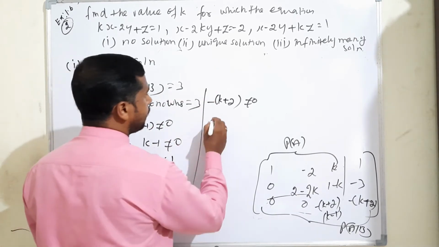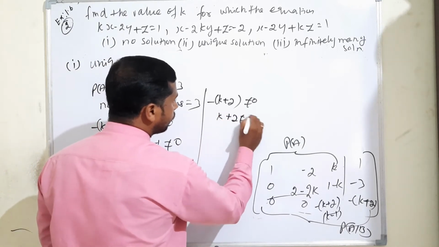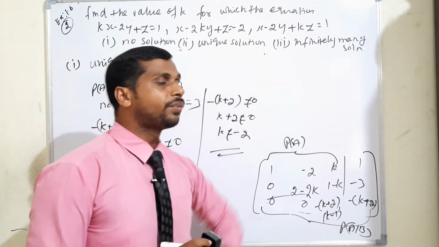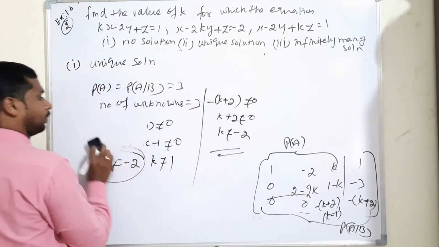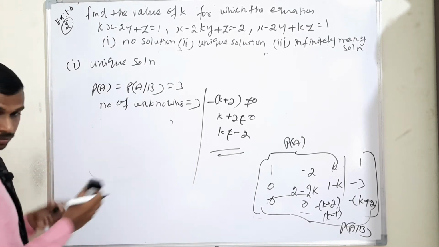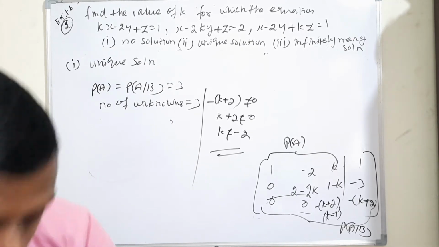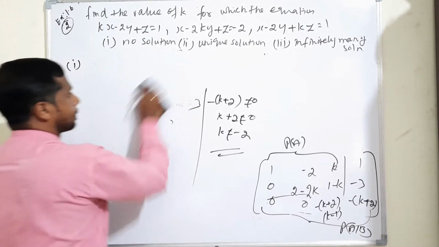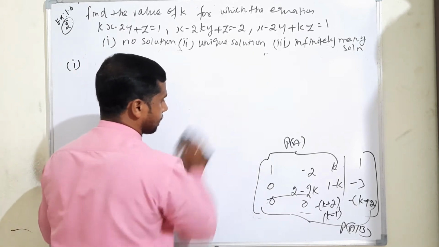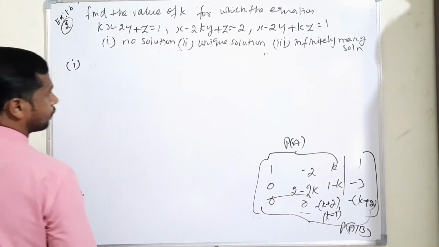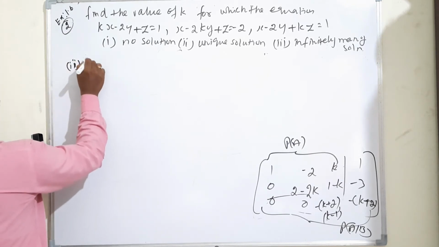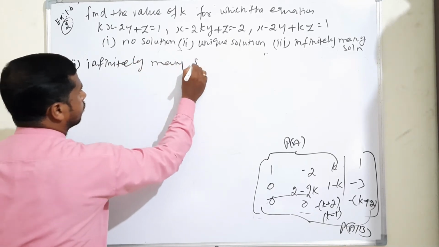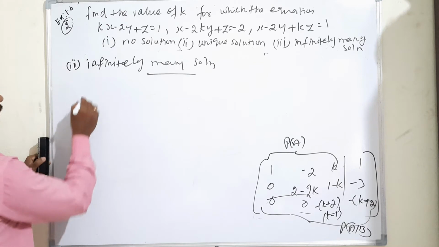So here also, what is the meaning? k plus 2 not equal to 0 means k not equal to minus 2. This is considered for a unique solution. Moving to infinitely many solutions. So infinitely many solutions, the third one. What is the meaning?